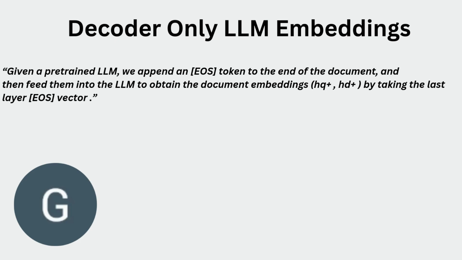So, we've established why decoder-only LLMs can be useful in generating embeddings. Now let's dive a bit deeper into how we can use these decoder-only LLMs to generate embeddings. In the paper, this is the approach they use to generate sentence embeddings. Given a pre-trained LLM, we append an EOS token to the end of the document and feed it into the LLM to obtain the document embeddings by taking the last layer EOS vector. So this might be a lot to unpack. It might be useful to better understand how the decoder LLM works and how we can use it to generate embeddings.